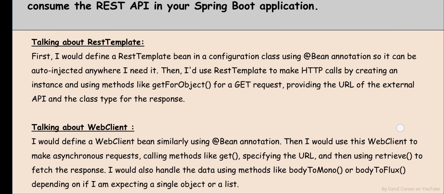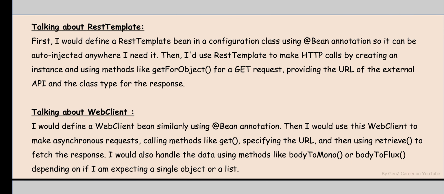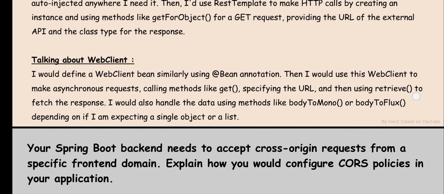When it comes to WebClient, I would define a WebClient bean similarly using the @Bean annotation. Then I would use this WebClient to make asynchronous requests, calling methods like the get method, specifying the URL, and then using retrieve to fetch the response. I would also handle the data using methods like bodyToMono or bodyToFlux, depending on whether I am expecting a single object or a list.